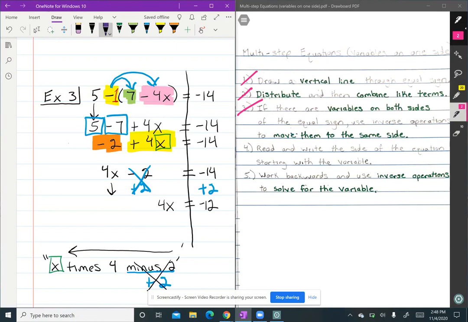So then our next step, going backwards, is times 4. So the opposite of multiplication is division. So we'll divide by 4 on both sides. 4 divided by 4 is 1, which just leaves me with x. And then -12 divided by 4 gives me -3. So then my final answer is x equals -3.